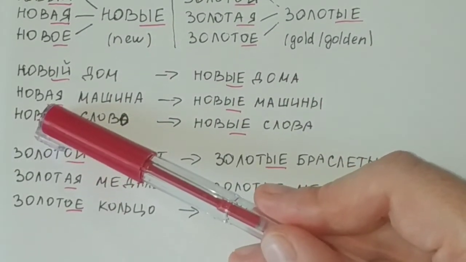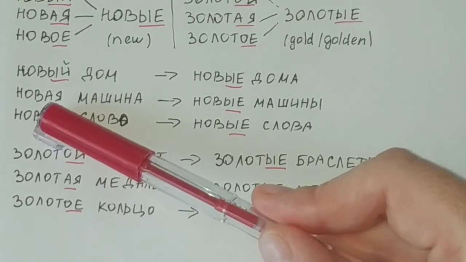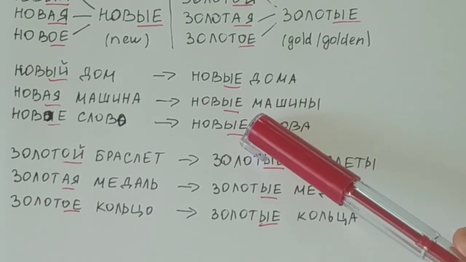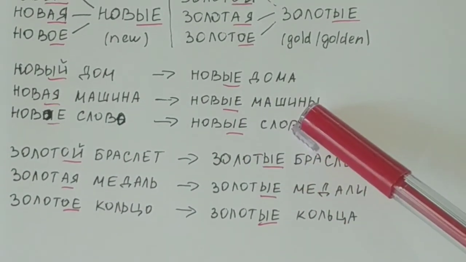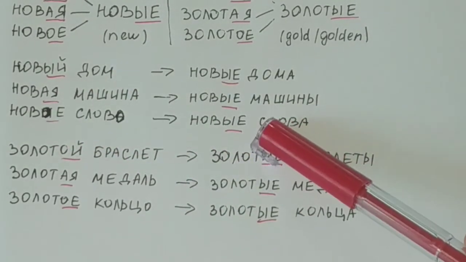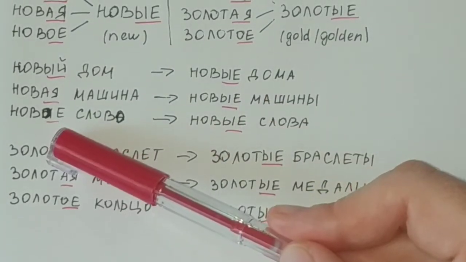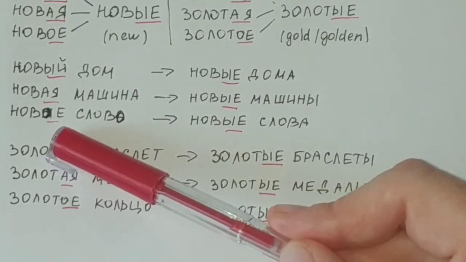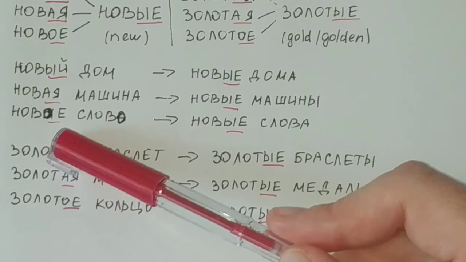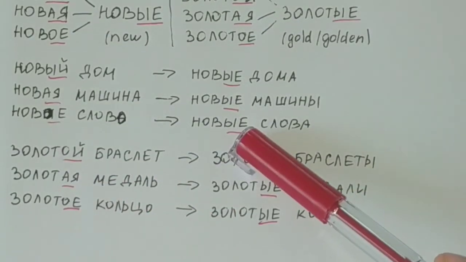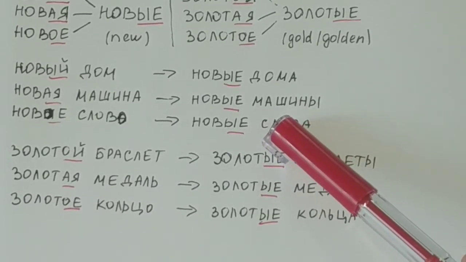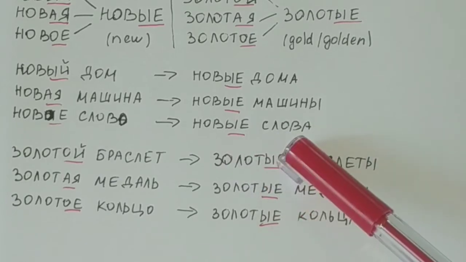Next we have the feminine gender version, which is новая машина, new car, and the plural version will be новые машины, new cars. So both noun and adjective have to be turned into plural. And the last example is новое слово, meaning new word. Слово is a word, a noun of the neuter gender, and in the plural it will be новые слова. Both words are turned into plural. Новые слова means new words.